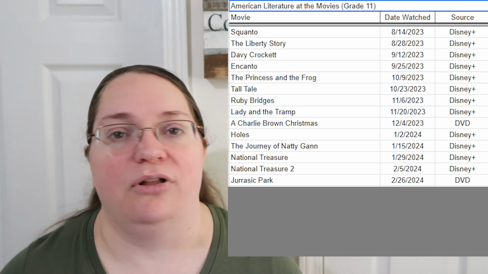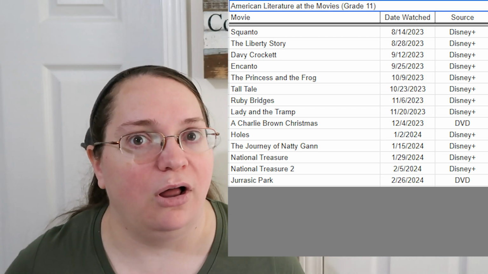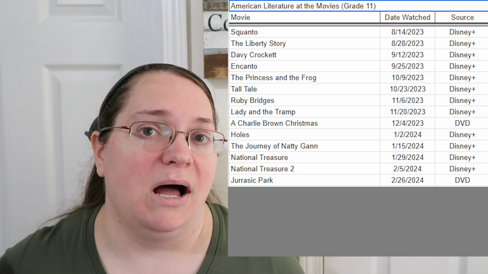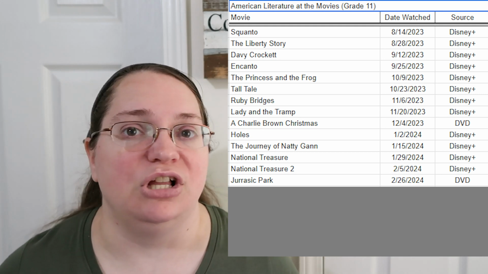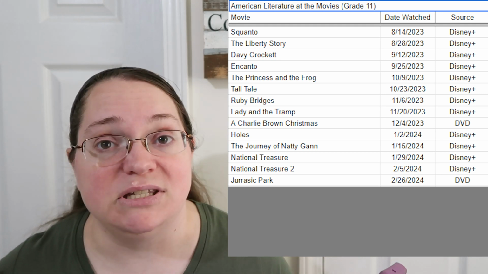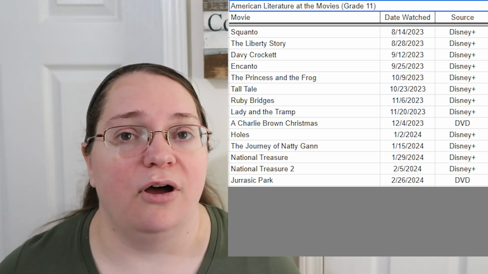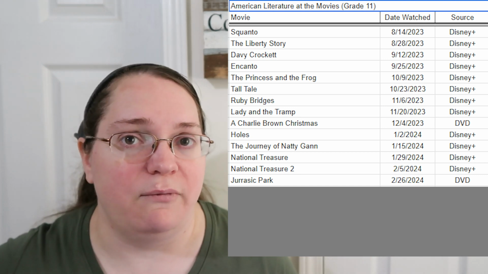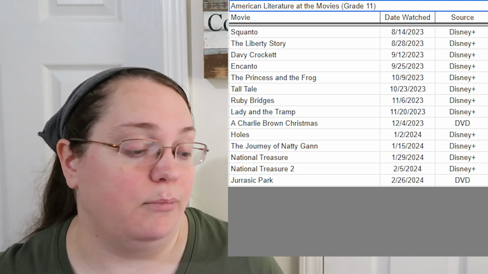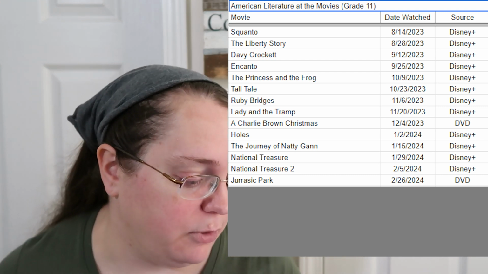Jurassic Park is the closest thing I'm going to get to what I would call a horror movie, but one of my 11th graders loves that movie, and the rest of my kids haven't seen any of the Jurassic Park movies. So I was like, fine, if you wait until 11th grade, we'll do Jurassic Park. So 11th grade, we're doing Jurassic Park.